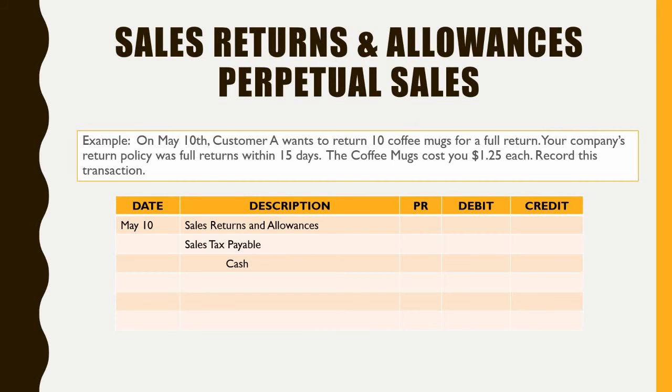If you sold it for $5 each, and you're returning 10 of them, $50. Okay, and how much was the tax on top of that? $4.13. So therefore, you need to give them back $54.13.